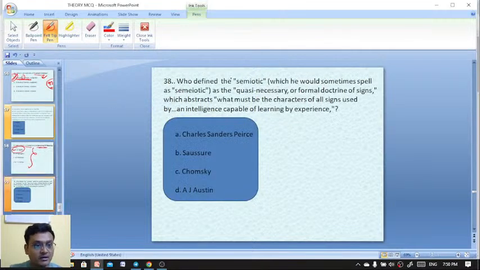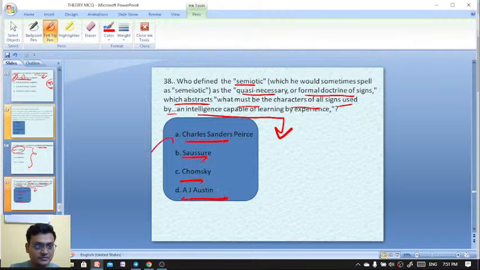Good evening, everyone. Who defined semiotic as the quasi-necessary or formal doctrine of science, which abstracts what must be the characters of all science used by an intelligence capable of learning by experience? Semiotics, semiotician.